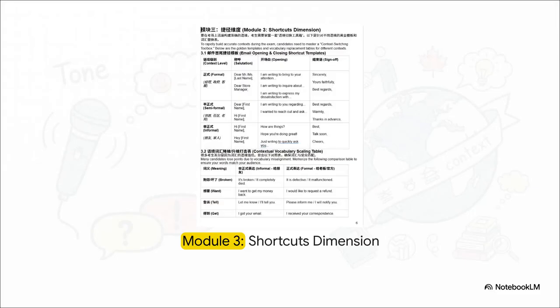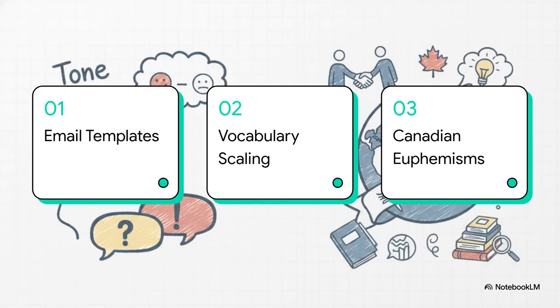To fix this, we are pulling from some incredibly powerful source material today. Think of this as a strategic cheat sheet straight from Module 3, the Shortcuts Dimension, or 捷径维度. It's specifically designed to help candidates rapidly build totally accurate context during the exam. We're going to extract the core strategies from this document right now, so you can apply them immediately. Okay, let's dive into this. We're covering 3 modular tools today: email shortcut templates, vocabulary scaling strategies, and Canadian-style euphemisms.